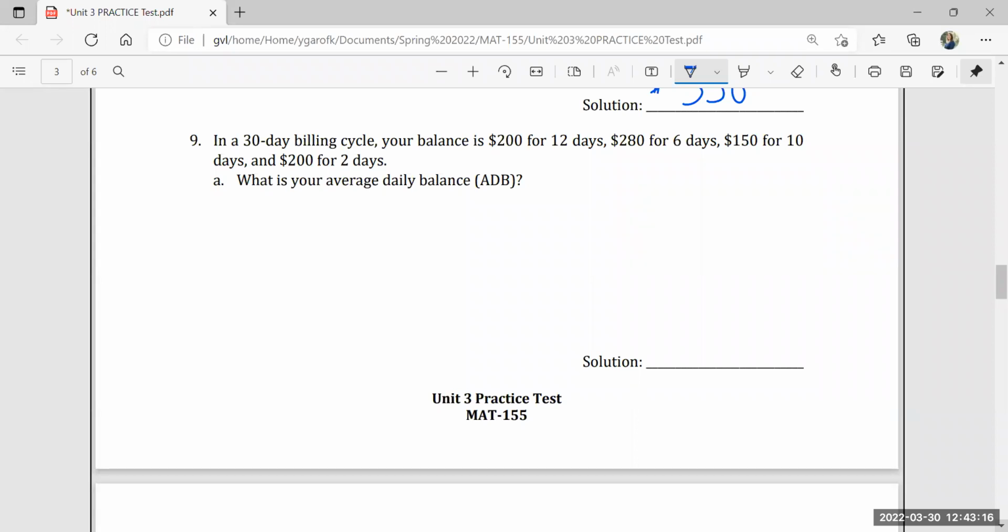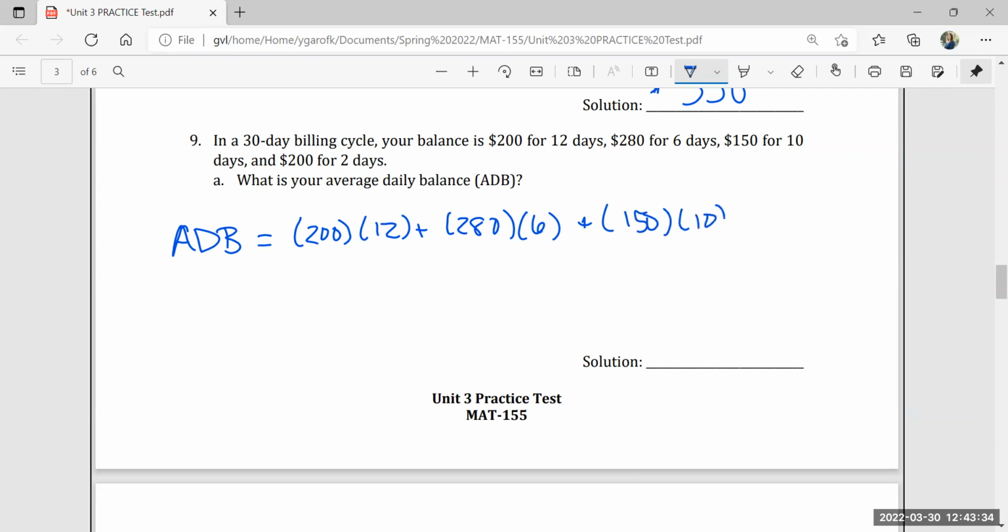The textbook way to do this is to take a weighted average and simply multiply. You have $200 for 12 days plus $280 for 6 days plus $150 for 10 days plus $200 for 2 days. And you're going to divide that by your whole 30 days.